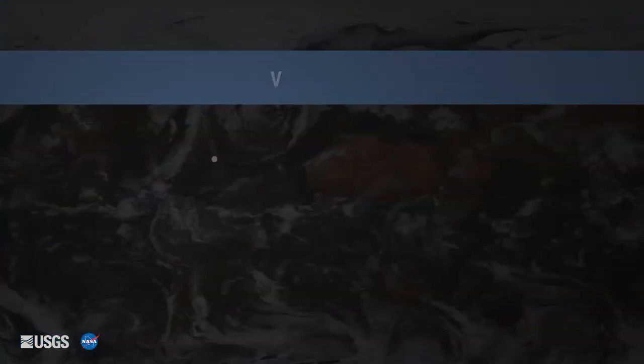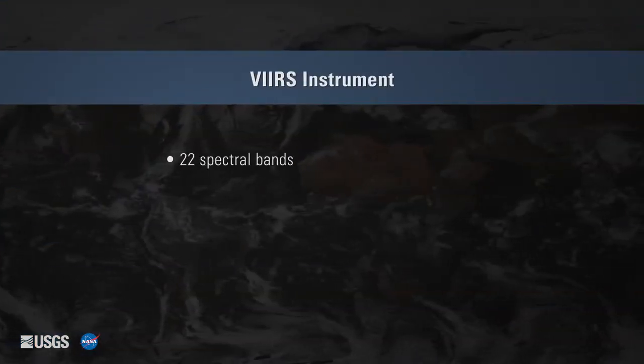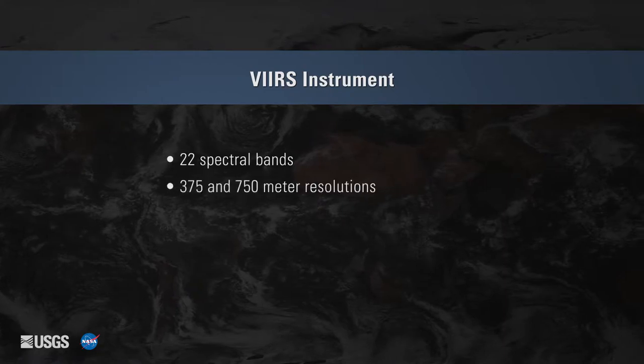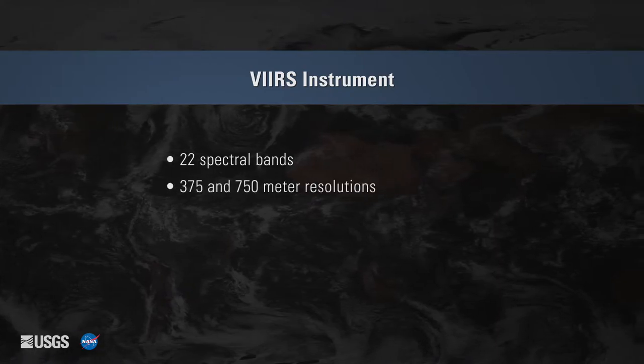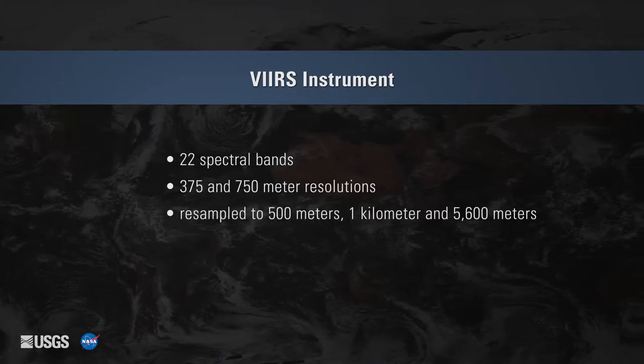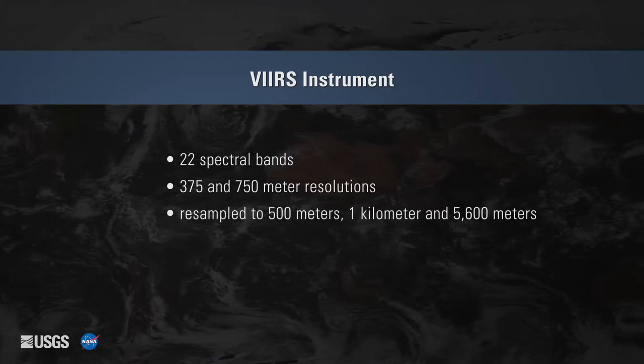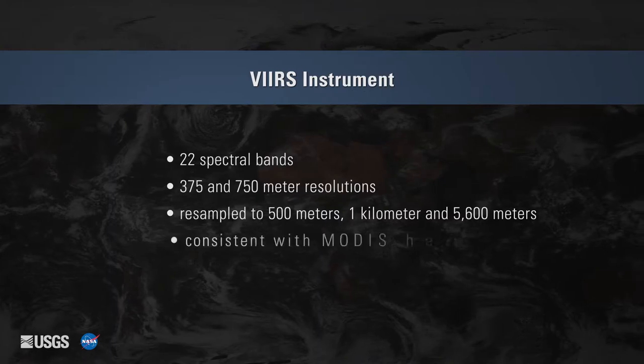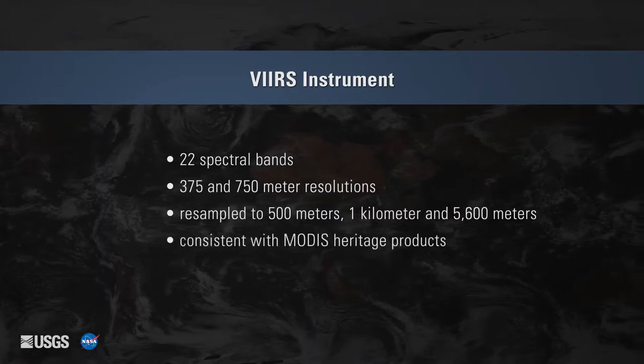The VIIRS instrument provides 22 spectral bands at 2 spatial resolutions, 375 meters and 750 meters, which are resampled to 500 meters, 1 kilometer, and 5,600 meters in the NASA-produced data products to promote consistency with the MODIS heritage.